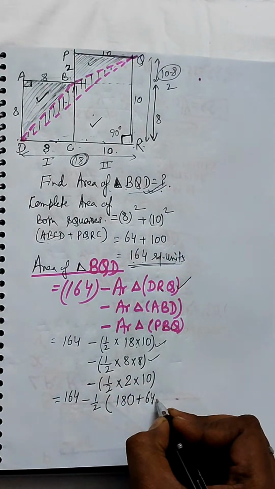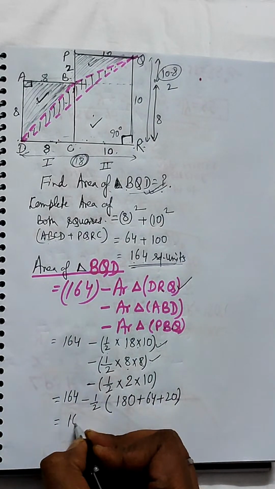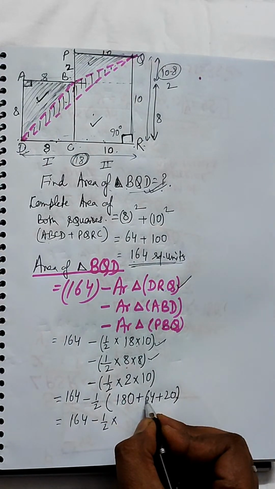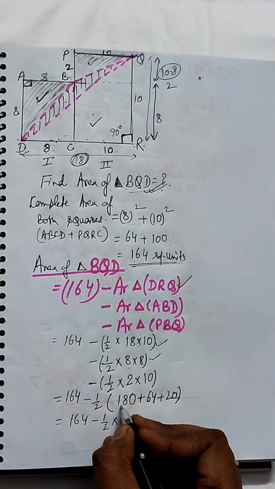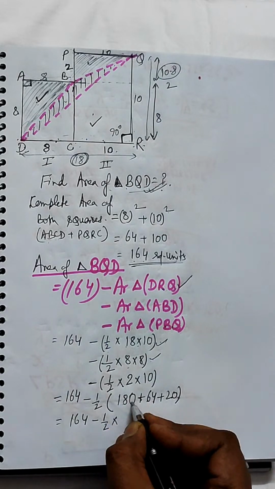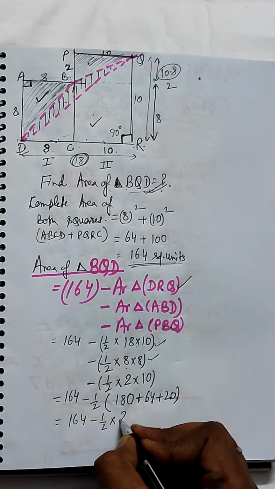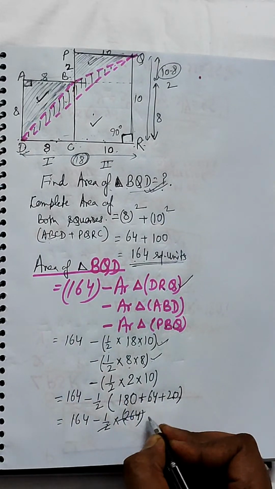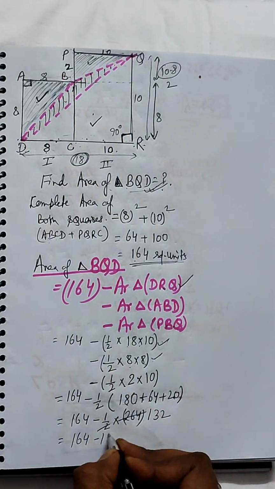We have taken minus as common. So 8 into 64 and 10 into 2 is 20. So it will be coming as 164 minus half into 180 plus 64 plus 20, just add it. 180 plus 20 is 200, 264. So this will be coming as 264. Now deduct from this, 2 cancels out, 2 1 2, 2 3 2 2. So it will be coming as 164 minus 132.